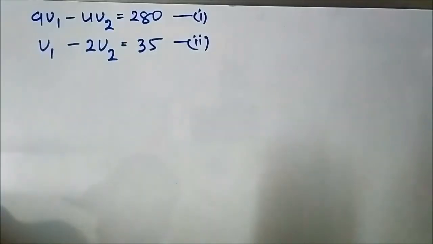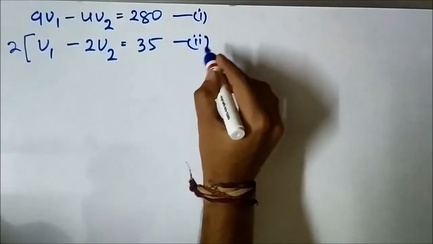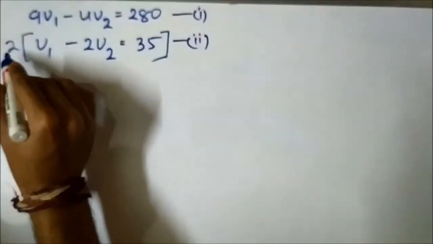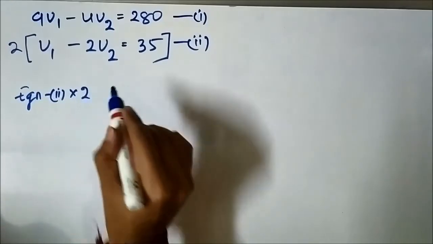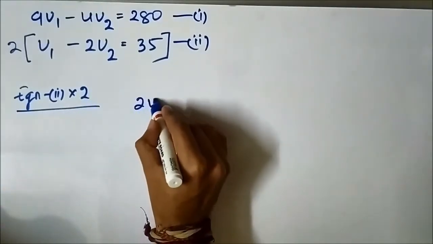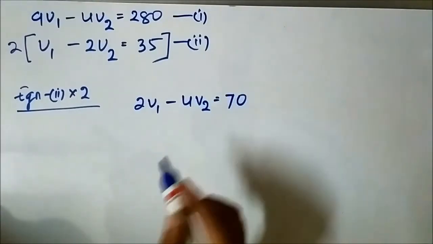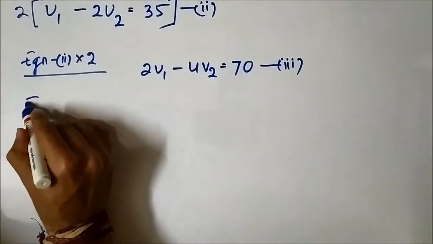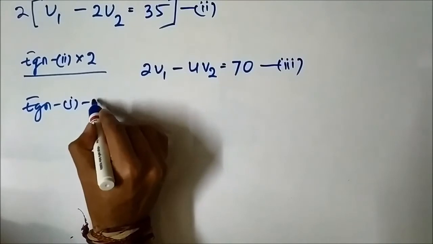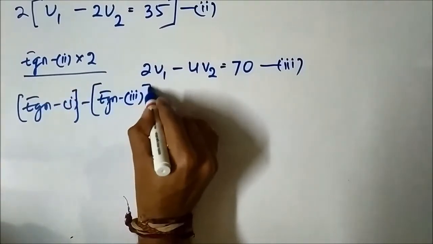Here, if we multiply equation 2 with 2 and then subtract it from equation 1, multiplying equation 2 with 2 we get 2V1 minus 4V2 is equal to 70. Let's call it equation 3. Now equation 1 minus equation 3, we are going to subtract these two equations.